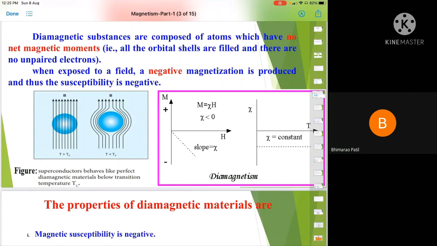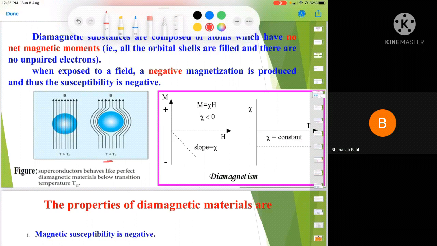In figure A, you see the applied magnetic field without the substance, where the lines of force go in a straight line. If you put the diamagnetic substance in the applied magnetic field, then it repels the magnetic field, as shown in figure B here.